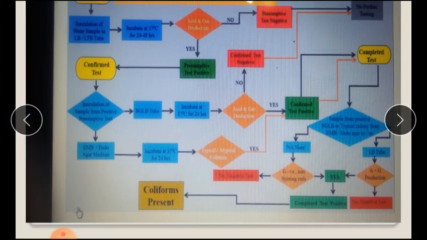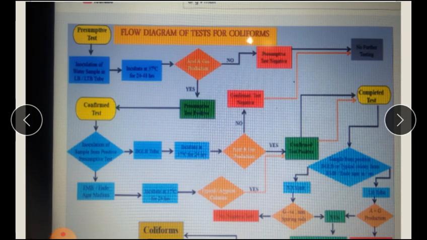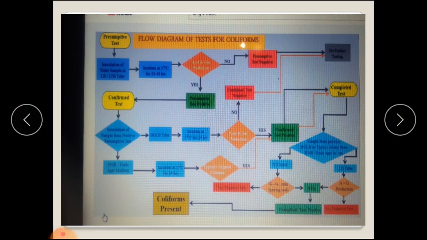Study the flow chart one more time, starting from this procedure, by reading the theory. You can understand it. Okay, so thank you. With this you have completed your first qualitative test. Further tests we will discuss in your next lecture.